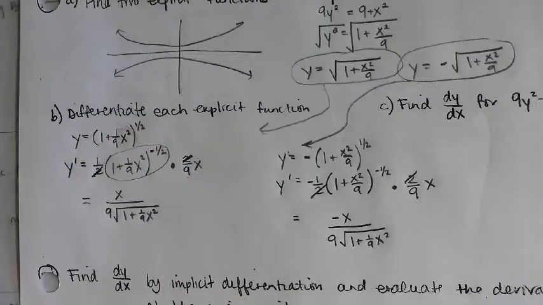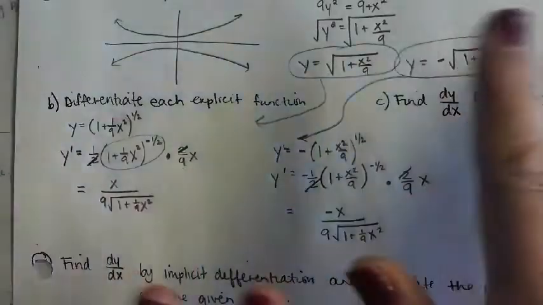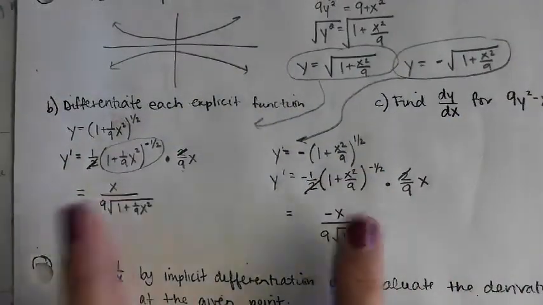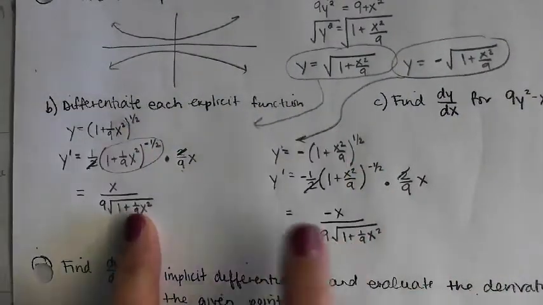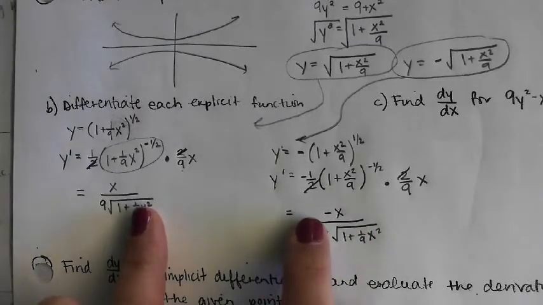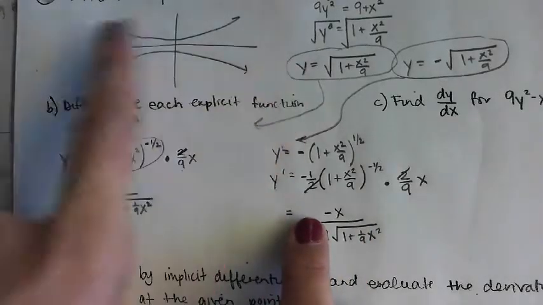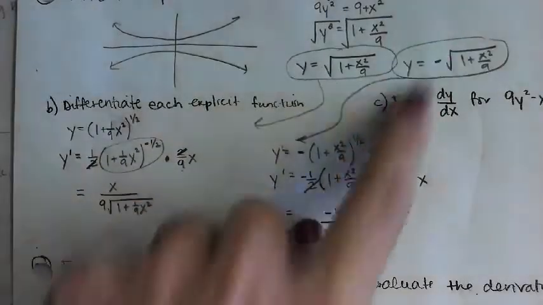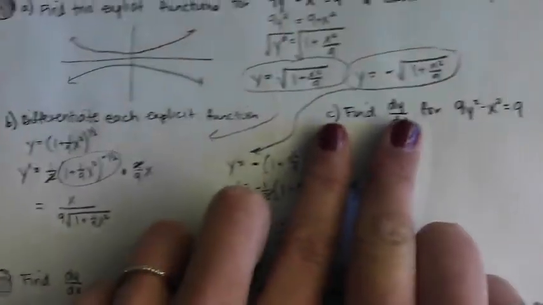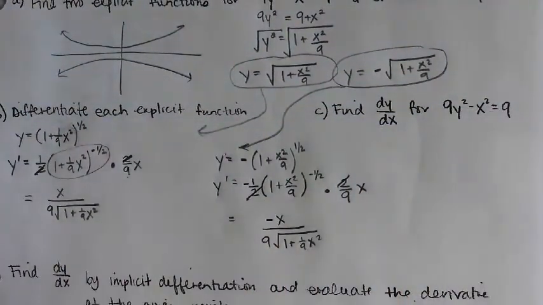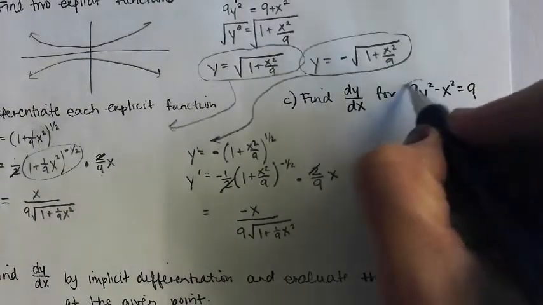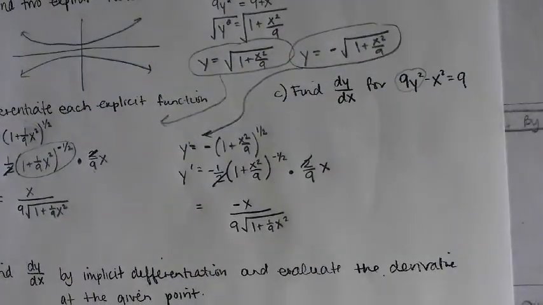Okay, so if we do it as two explicit equations, we get two different derivative equations, one for the top part of the hyperbola and one for the bottom. C wants us to find dy dx using implicit differentiation, the way we learned how to yesterday, and then we're going to compare the results. So what is the derivative of 9y squared, Nathan Z? What would you do for that?